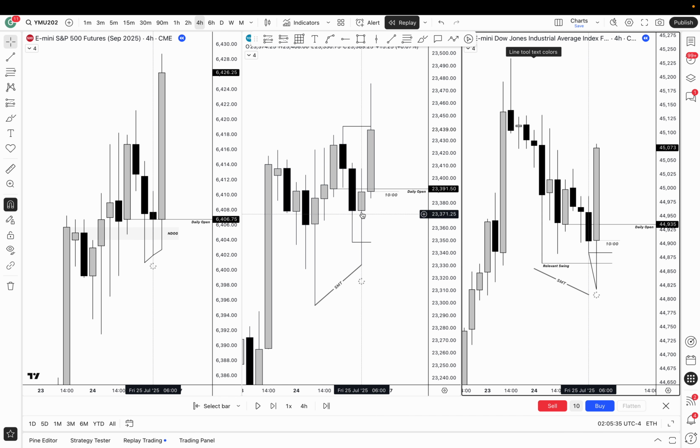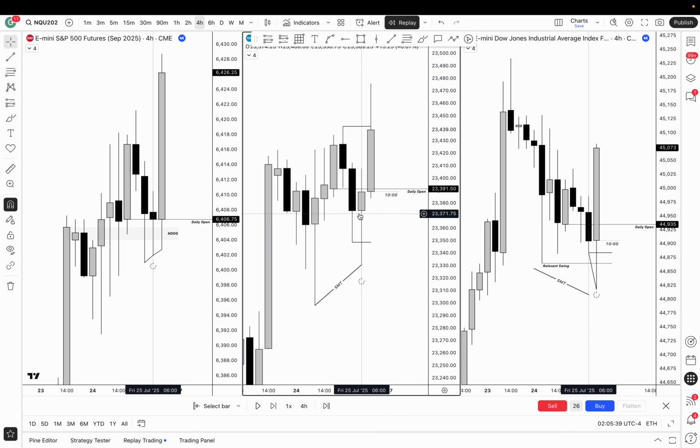So it's not this 6 a.m. candle. You see this 6 a.m. candle on NQ. You see how it's a bullish candle on ES. It's just nothing really important. It does form an SMT here, and over here it's nothing either.